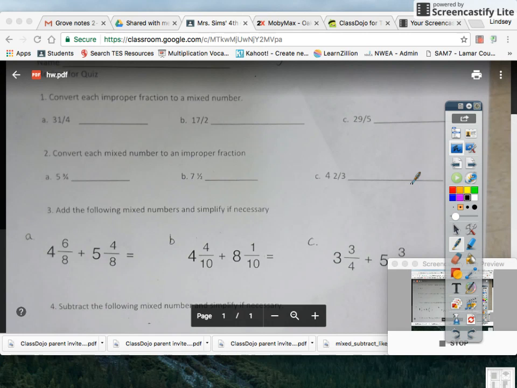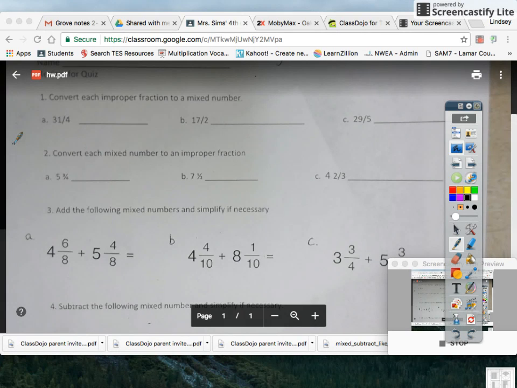And I have notes in their composition book that you can go back and look up any of this information if you need any help. But I wanted to go over a few of the questions with you, and then I will post the rest of the answers online in just a little while.